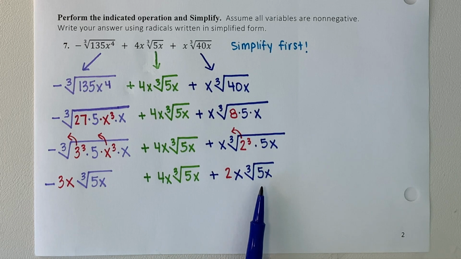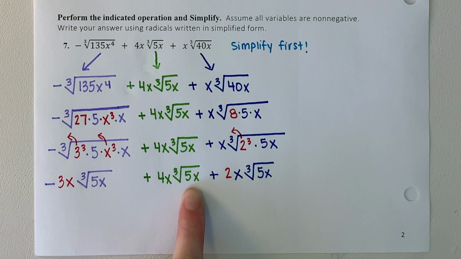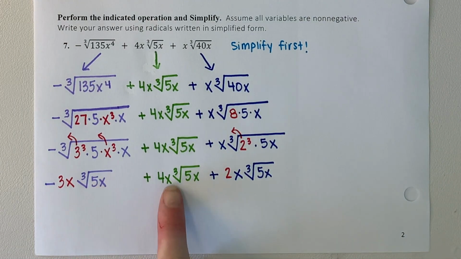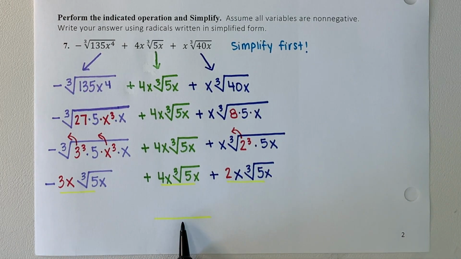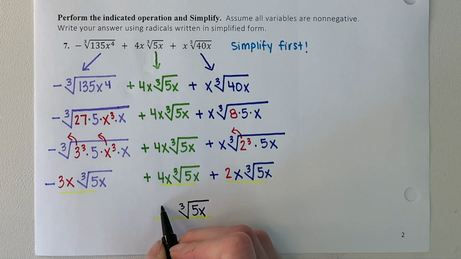Now, let's see if we can add them. We'll be able to add them if they're like radicals. Let's see. This radical base is the cubed root of 5x. This radical base is the cubed root of 5x. And this radical base is the cubed root of 5x. These three expressions have the same radical base, so that means they are like radicals. We can add them. When adding like radicals, we keep the radical base, which is the cubed root of 5x, and we add the coefficients. Let's see, negative 3x plus 4x will give us 1x, and 1x plus 2x will give us 3x.